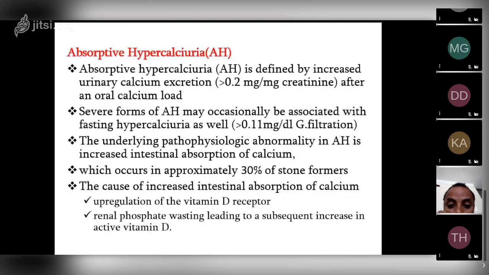Severe forms of absorptive hypercalciuria may occasionally be associated with fasting hypercalciuria, which is greater than 0.1 milligram per deciliter of glomerular filtration. The underlying pathophysiologic abnormality in absorptive hypercalciuria is increased intestinal absorption of calcium, which occurs in approximately 30% of stone formers. The cause is upregulation of the vitamin D receptor and renal phosphate wasting, leading to a subsequent increase in active vitamin D.